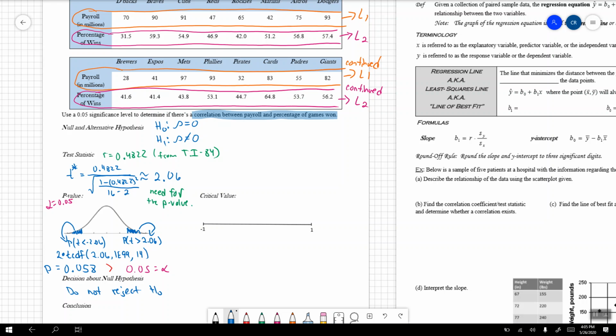Or you could say fail to reject the null hypothesis. Now, remember I said we're going to keep all of that information in our back pocket. So, I'm going to go back to the calculator really quickly, and I'm going to show you how all of these calculations are actually done way easier.